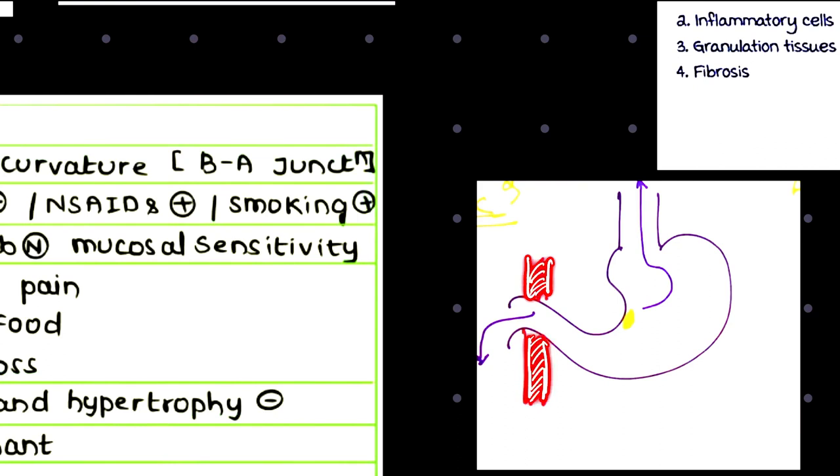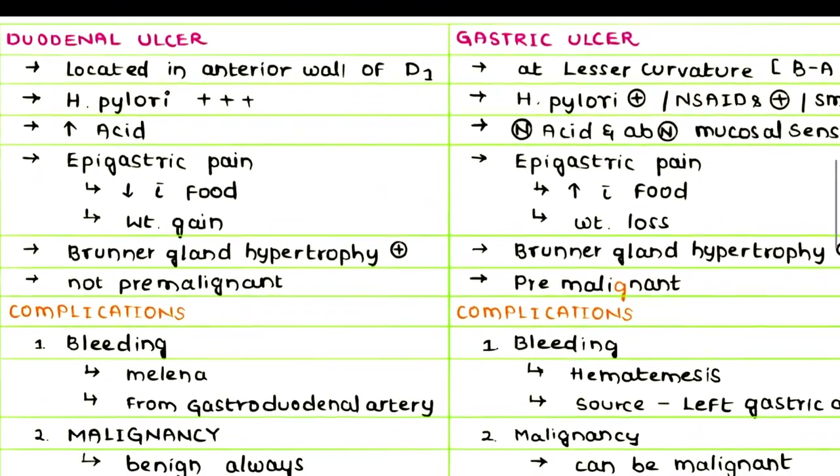Gastroduodenal artery. Now what will happen is, as there is the gastroduodenal artery in the posterior region, because of the ulcer right here, the blood will enter this region from the gastroduodenal artery. And that is what the bleeding is. Because of this bleeding, there will be melena in the case of duodenal ulcer.